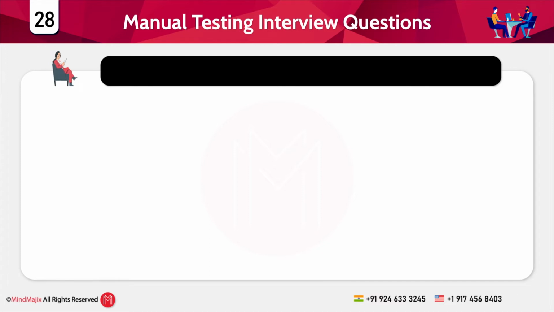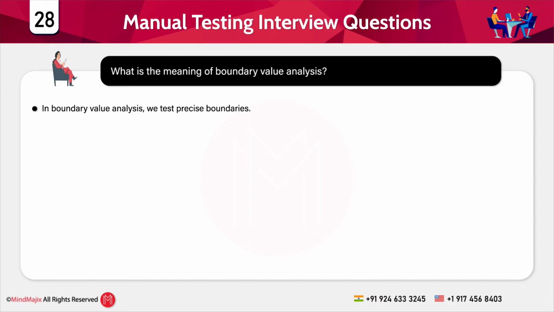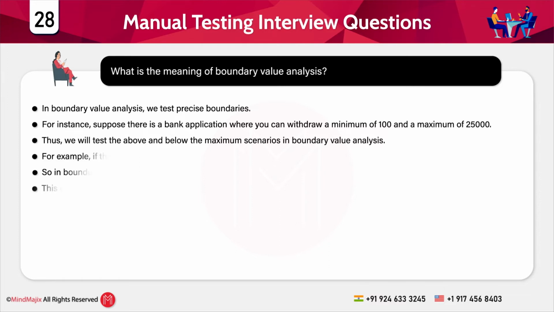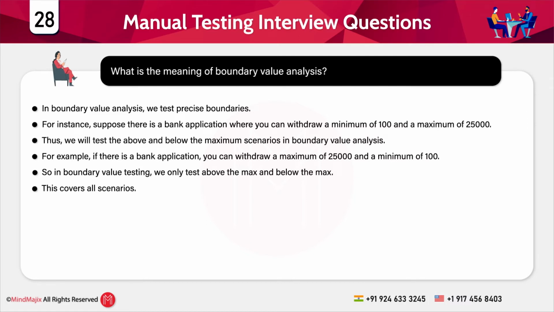The next question is a very important question as far as the manual testing interview is concerned. So the next question is, what is the meaning of boundary value analysis? In boundary value analysis, we test the precise boundaries. For instance, suppose there is a bank application where you can withdraw a minimum of 100 and a maximum of 25,000 rupees. Here we will test the above and below maximum scenarios. So in boundary value testing, we only test above the max and below the max. So this covers all of the scenarios.